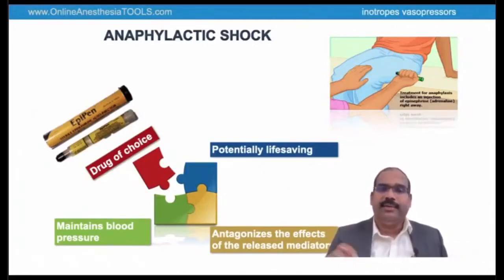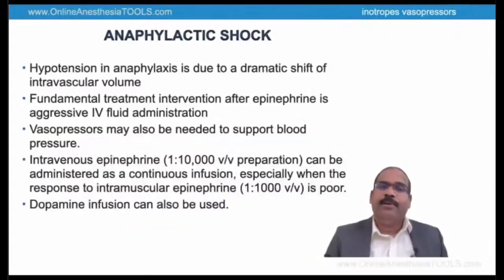Epinephrine is the first step in anaphylaxis treatment owing to its alpha-1 agonist effects that prevent airway edema, hypotension, and eventually shock, along with its beta-2 agonist effects that induce bronchodilation. Hypotension in anaphylaxis is due to dramatic shift of intravascular volume. The fundamental treatment intervention after epinephrine is aggressive IV fluid administration. Vasopressors may also be needed to support the blood pressure.